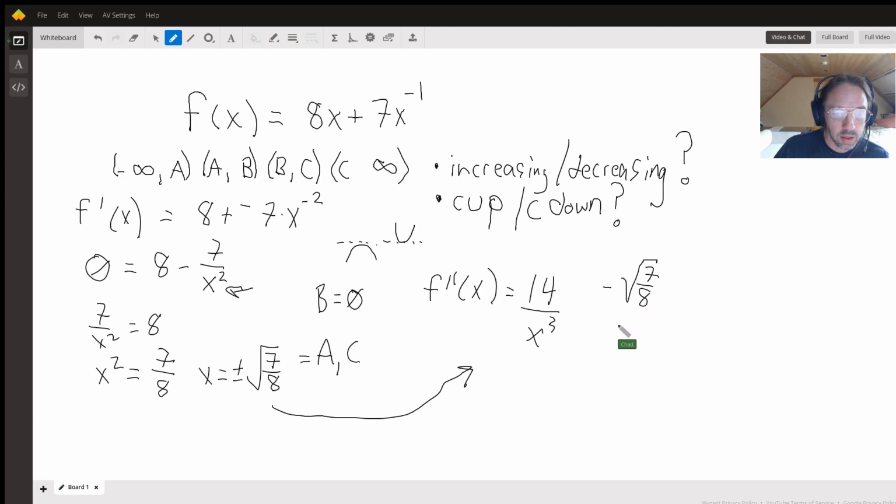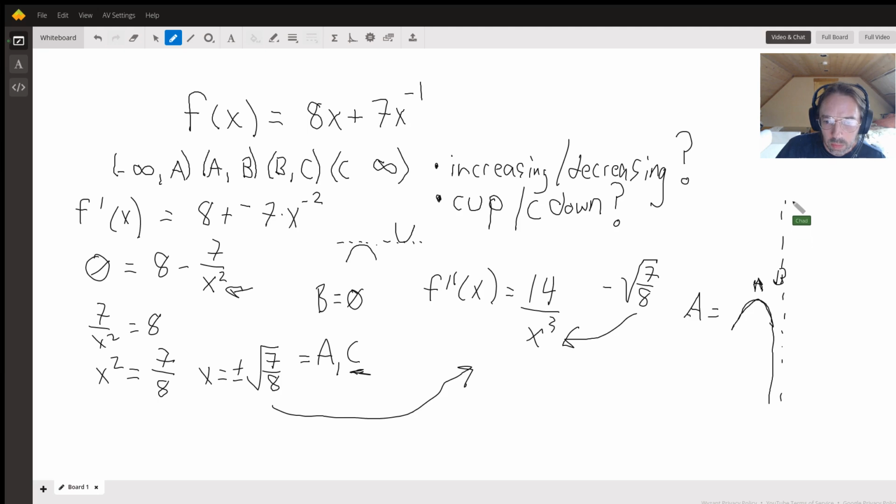-7 over 8, is going to give you a negative number, because when you cube a negative number, you get a negative number. So A will be concave down. You'll have an asymptote in the middle. And then since C is positive, when you cube it, you'll get a positive number. So there's A, B, here's C, concave up.